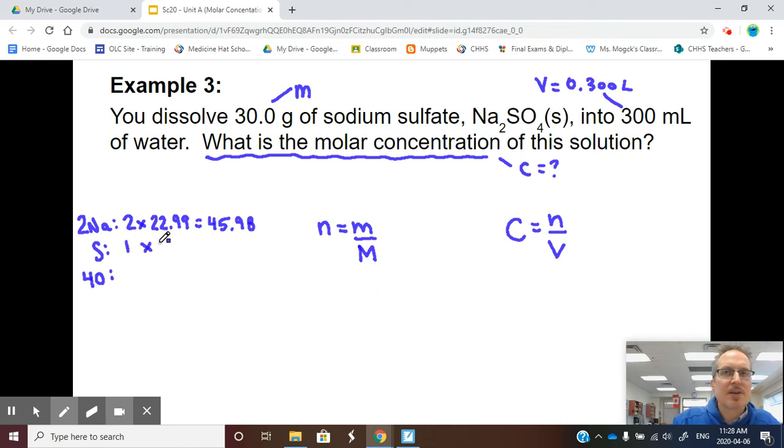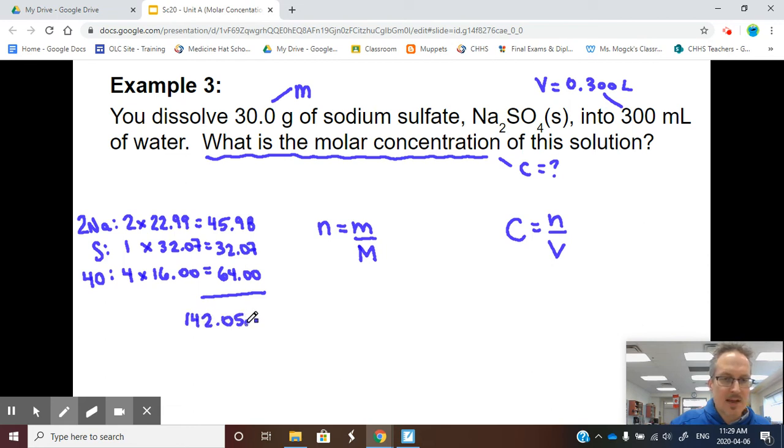1 sulfur, so I'm going to look it up, is 32.07. So that's going to stay 32.07. And then 4 oxygens, oxygen is 16 on my periodic table. So that's going to be 64. So first thing I'm going to do is add all these 3 numbers together. So 45.98 plus 32.07 plus 64. And the answer is 142.05 grams per mole.